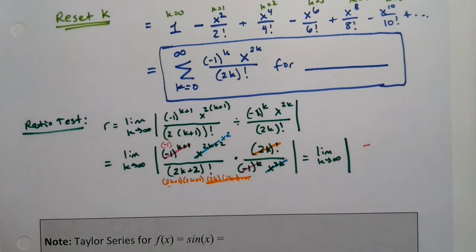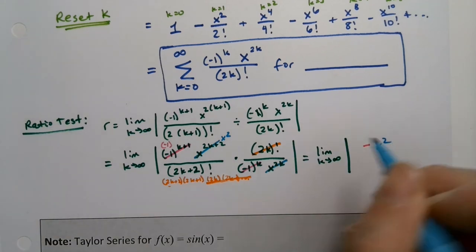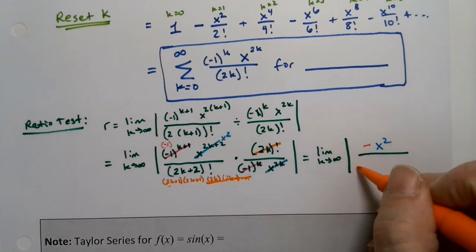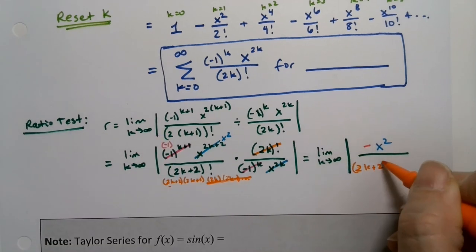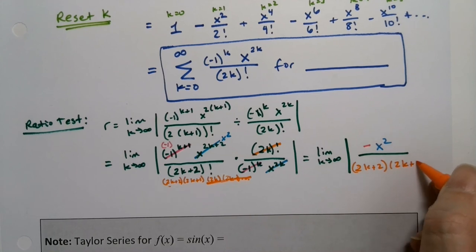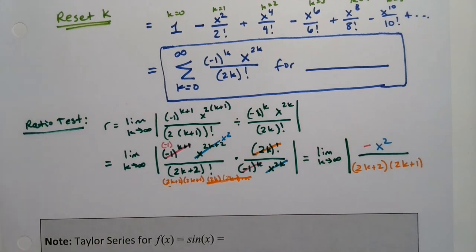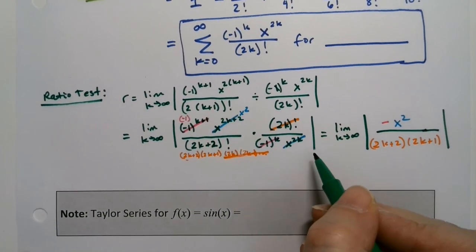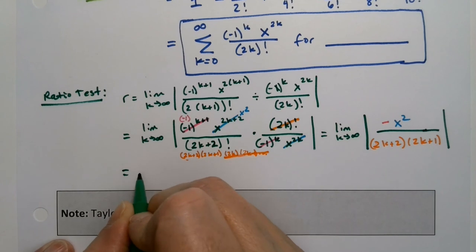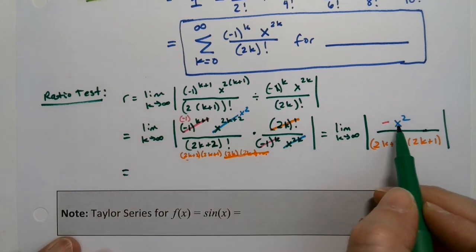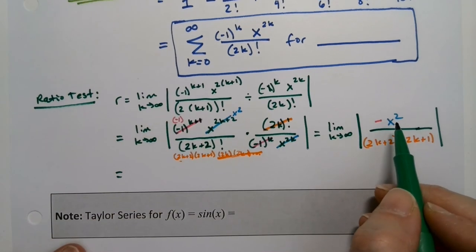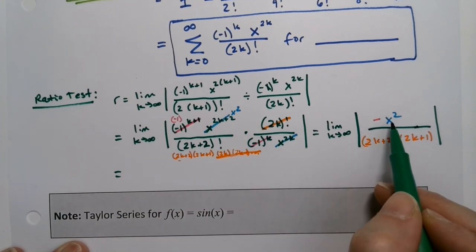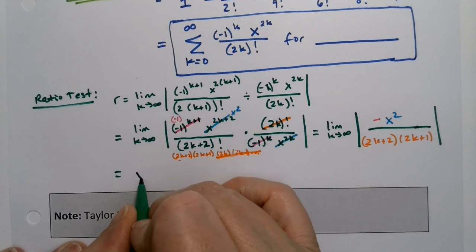So I have negative, I have an x squared, I have a division, and then I'm going to have 2k plus 2 and a 2k plus 1 down here. X squared comes out. And of course, it's actually the absolute value of negative x squared, which is just going to be x squared because the absolute value makes it positive, and x squared is already positive because it's squared. So this is x squared.